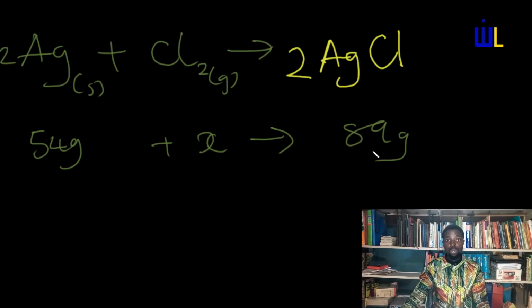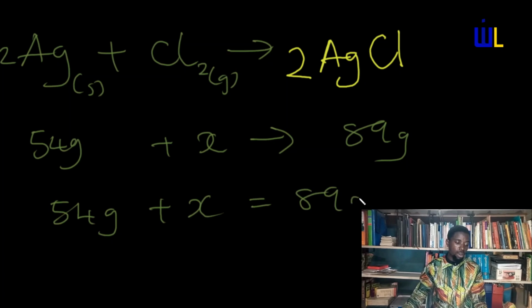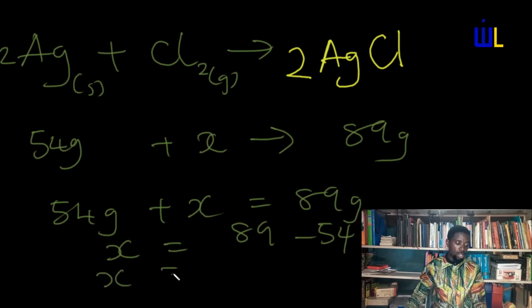Now, if you happen to be asked what is the mass of chlorine, based on your understanding of the law of conservation of matter, the total masses on the reactant side should be equal to the total masses on the product side. Hence, what do we have? 54 gram plus X equals 89 gram. What does that leave us? X is going to be equals 89 minus 54. Hence, X is equals about 35 grams.